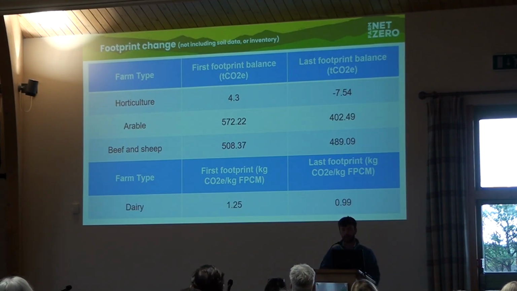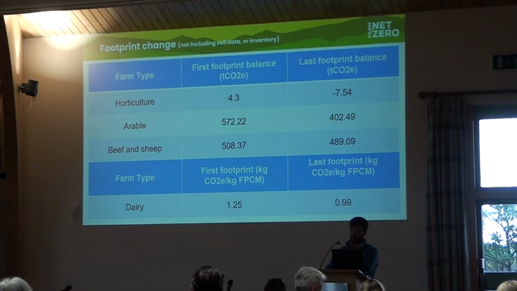So these are the horticulture, arable, beef and sheep, and dairy balances at the start and end of the project on average for the farms. So it's got better, well done. A couple of things to note. Obviously, we don't have soil data, and we only soil sample about 12% of all the farmland in the project on the farms. So it's not fair for us to try and offset all the farm emissions on 12% of the farmland.